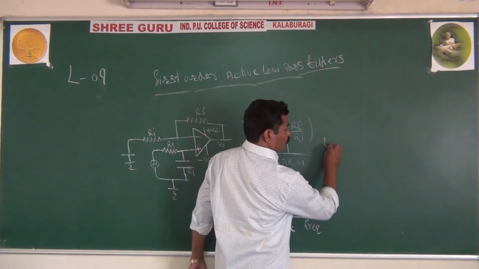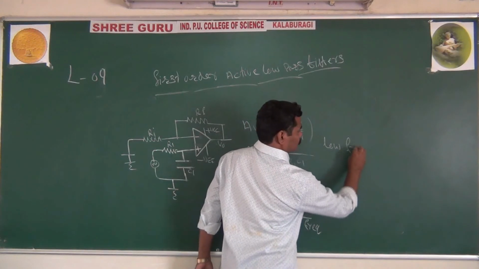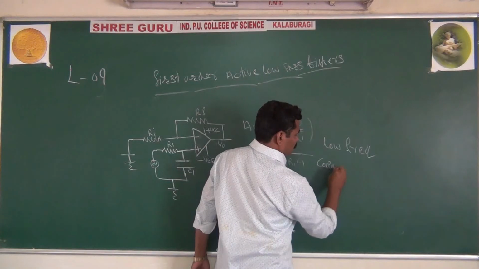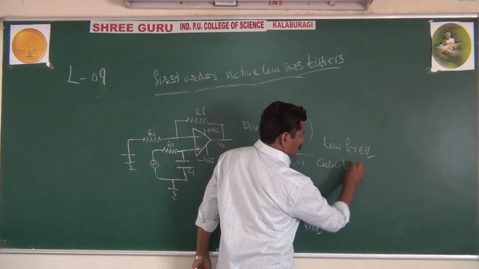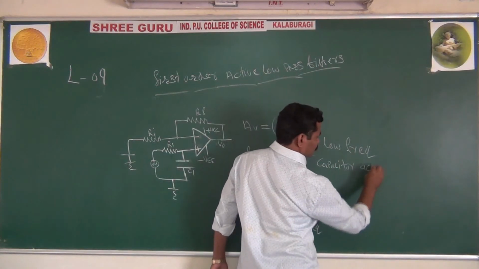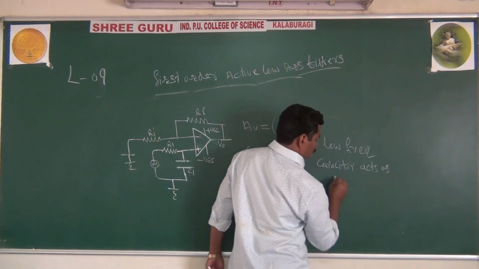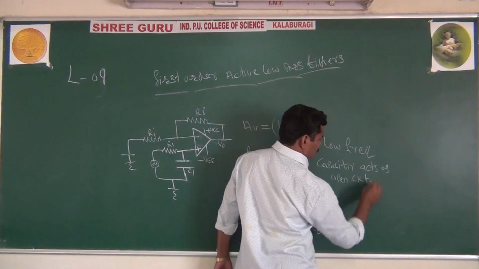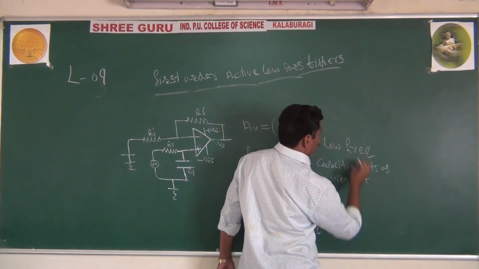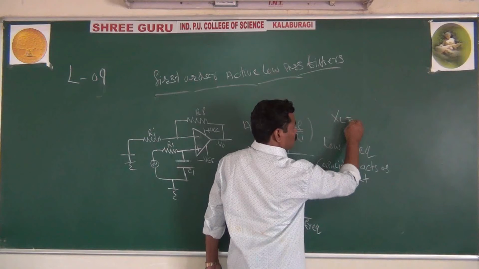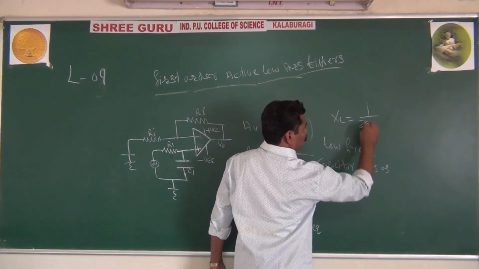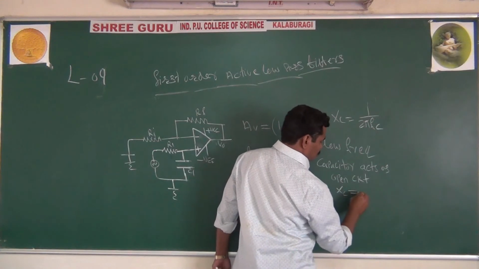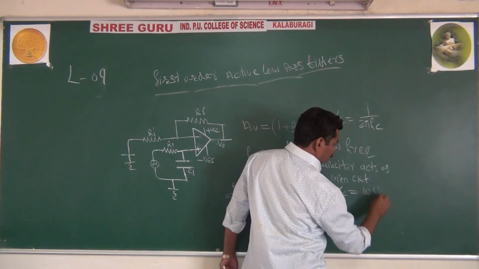For the low frequency, the capacitor acts as an open circuit, or you can say we have XC, as usual, where XC is equal to 1 divided by 2 pi f C. The XC is more, XC is infinity, or you can say high.